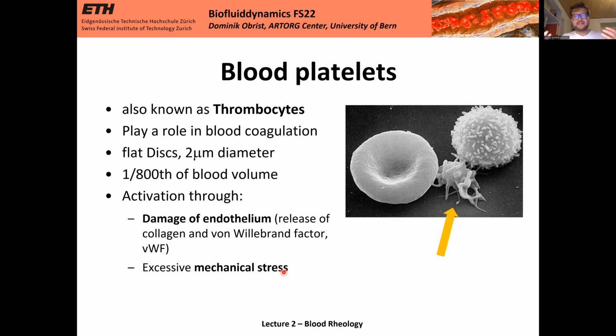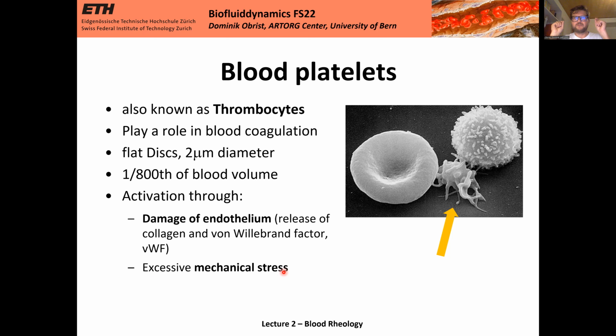platelets can also be activated by excessive mechanical stress. So you can think of, let's say, a fatigue process over time. If you continuously stress these platelets, after some time there's some kind of a failure, in the sense that they say, okay, I've had enough, I'm getting activated now, and they will trigger the whole cascade, which eventually leads to the formation of thrombi.